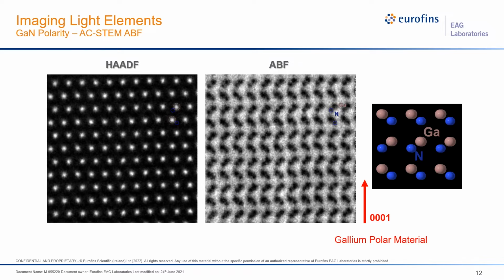And so we can use another detector within the scope called the annular bright field detector, and we were able to image both the heavy atom at the same time with the lighter atom, in this case gallium with nitrogen. So in the case of dark field or ADF imaging, we're really only seeing the gallium column. We don't have enough dynamic range within this detection scheme to really image both of the columns at the same time. So we use something called annular bright field. And so in this case, now you can see the position of the gallium and the nitrogen, and we can clearly identify this as gallium polar material.